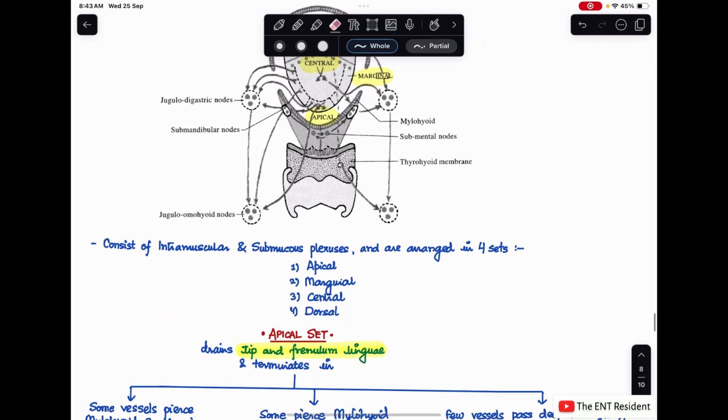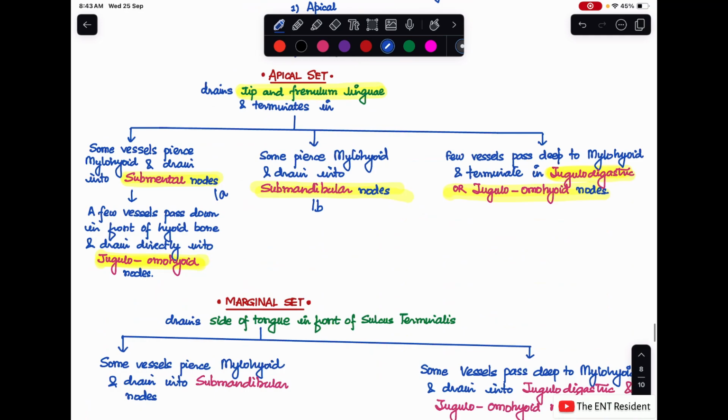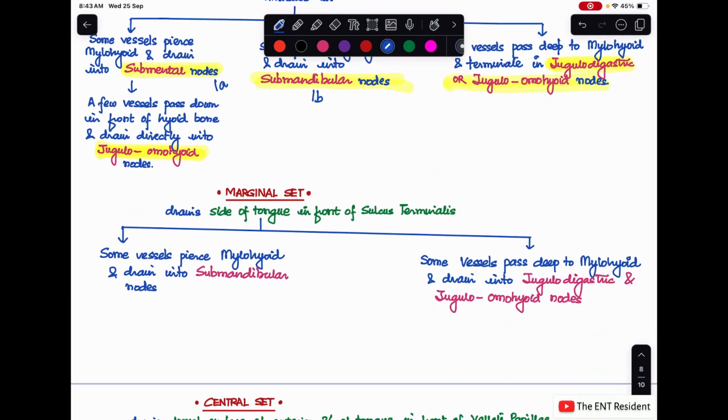So if you see over here in the image, this is the apical nodes. Some of them drain into the submental nodes, which is right over here. Some of them go to the submandibular nodes over here, and some of them can go to the jugulo-omohyoid or jugulodigastric nodes.